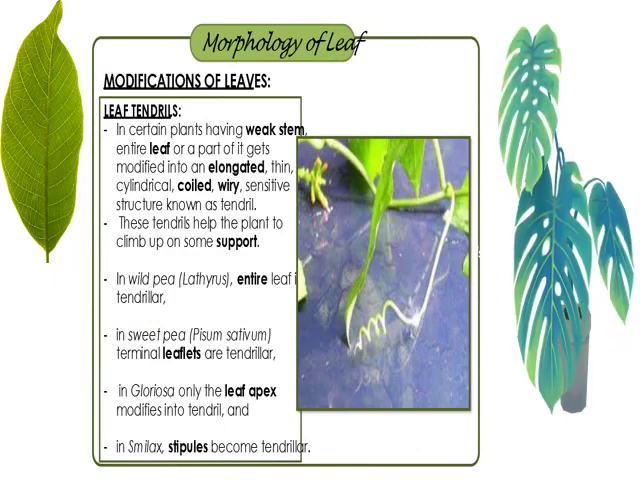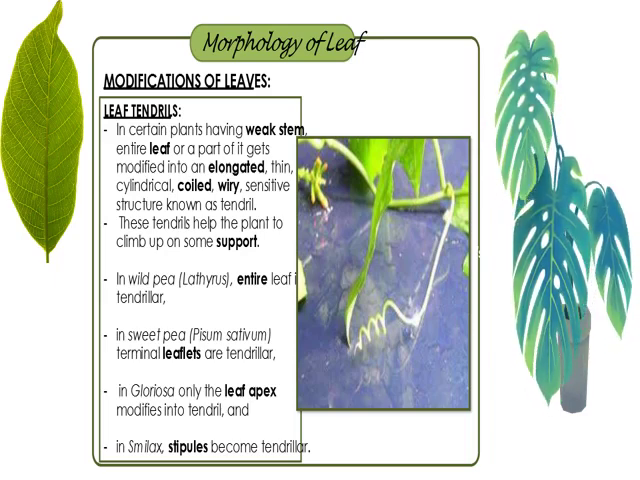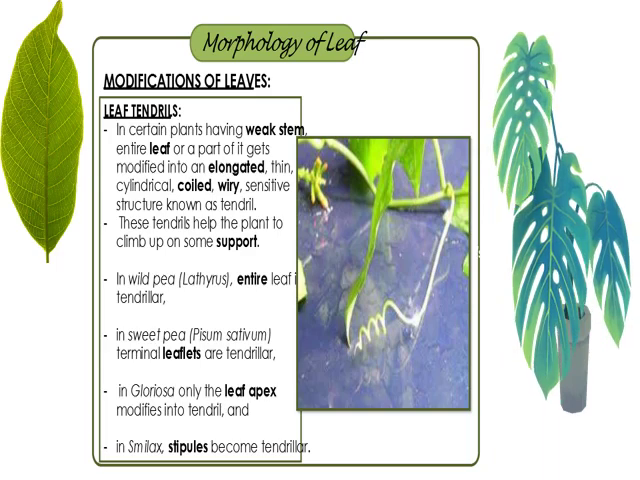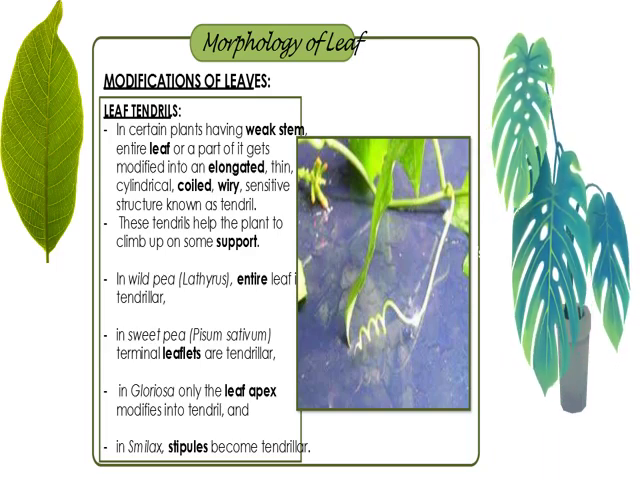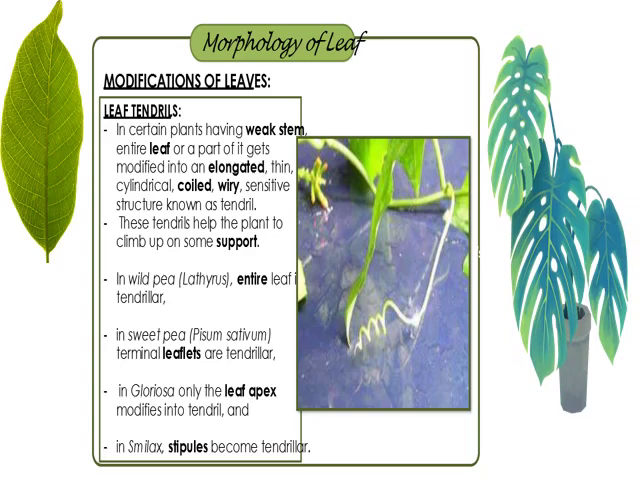The next modification is leaf tendrils. If certain plants have a very weak stem, the entire leaf or a part of it gets modified into an elongated and cylindrical, coiled, wiry, sensitive structure known as tendrils. So these tendrils help the plant to climb up on some surface. If the entire leaf converts itself into a tendril, then we call it tendrillary. And in some plants, only the terminal leaflets convert into a tendril, and in few plants, the leaf apex is modified into a tendril.